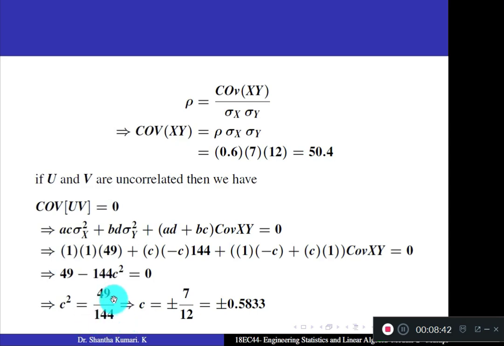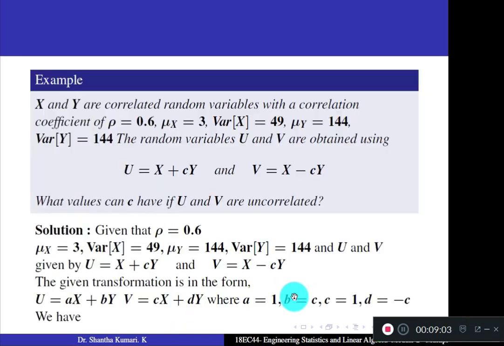Just rearrange the terms here, which gives you c equal to the square root of this. What is the square root of 49? 7. And the square root of 144? 12. And it may be the positive or negative square root, we don't know, so write both, plus or minus. So the answer is plus or minus 0.5833. A very good question to understand the use of all the formulae. They have given the condition that U and V are uncorrelated. Using that, we are finding the value of the unknown c.